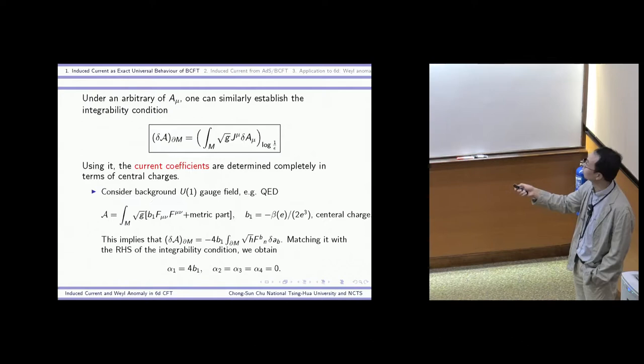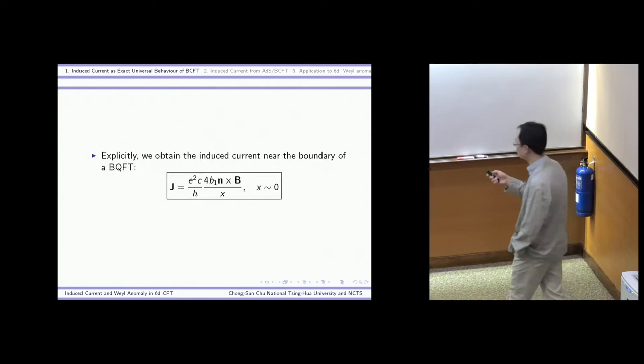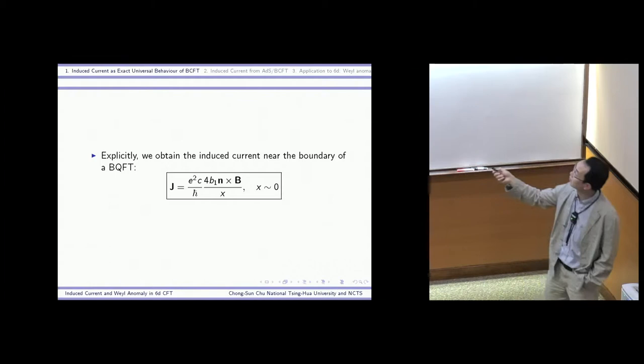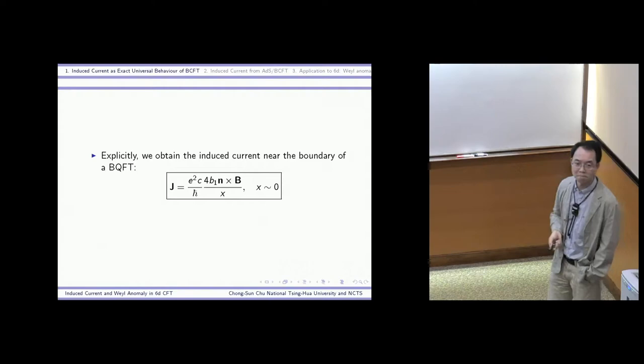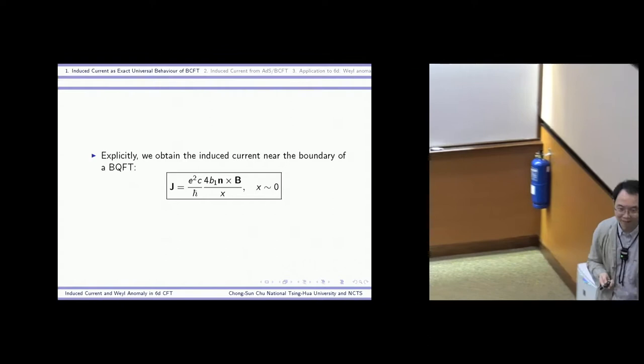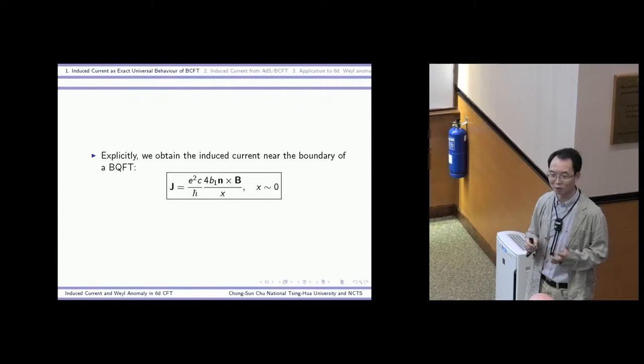So there's an induced current, even in QED then. This is a prediction. In the presence of a B field, after I put back the units, this is the current in QED, and B1 is the beta function. There's no classical limit. Just like the quantum Hall effect, for example, precisely the same thing happens.